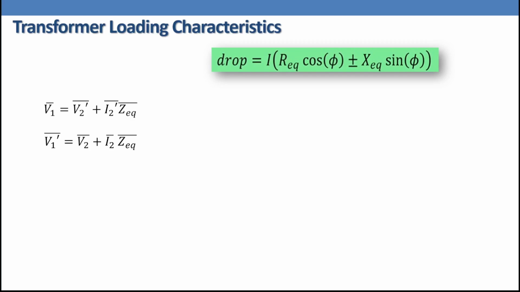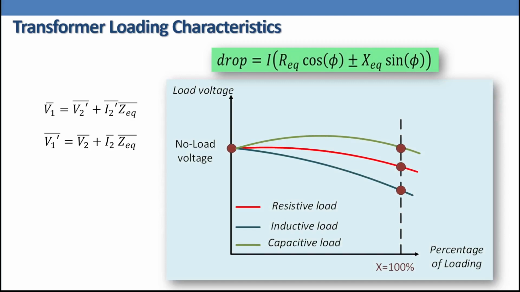So how to plot the loading characteristics? As we increase the load current from no load to full load, or the percentage of loading from 0% to 100%, we get these loading characteristics. The blue one is the inductive load, the red one is the resistive load, and the green one is the capacitive load. At this point where loading is 0%, there is no current in the secondary side, so the load voltage equals the no load value, and the voltage regulation is 0.